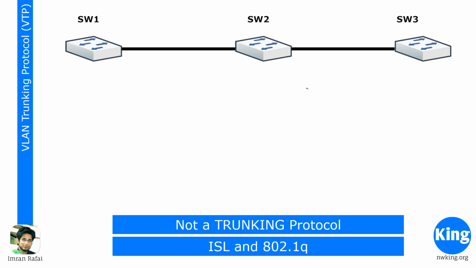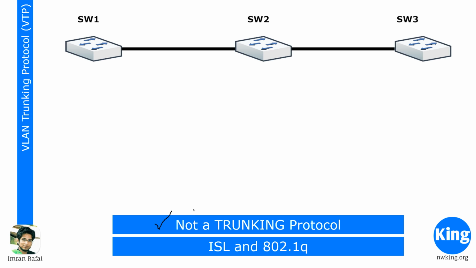Next, we'll look at VTP or VLAN Trunking Protocol. The first thing you should remember is VTP is not a trunking protocol. The name is misleading. It says VLAN Trunking Protocol, but VLAN Trunking Protocol is not a trunking protocol, right? So we spoke about trunking protocols in our previous video and also a little bit in the last slide. There are only two trunking protocols. That is ISL. ISL is Cisco proprietary.